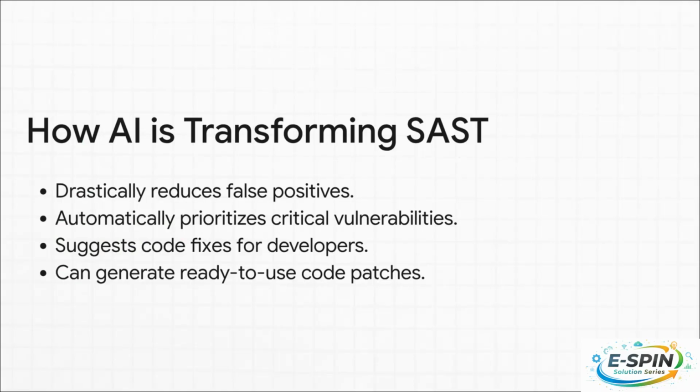And this AI-driven approach is, well, it's truly transformative. It dramatically cuts down on that alert fatigue that can just totally overwhelm security teams simply by filtering out all that noise. It automatically prioritizes the vulnerabilities that pose the biggest threat, so developers know exactly where to focus their efforts. And it even goes a step further by suggesting fixes, or in some cases, even generating ready-to-use code patches. That just radically shrinks the time it takes to go from detection to fix.